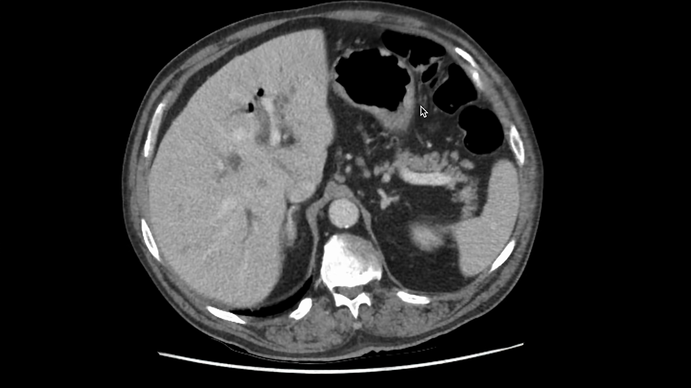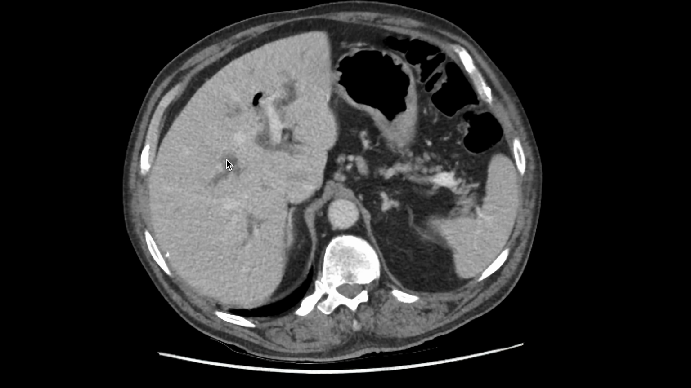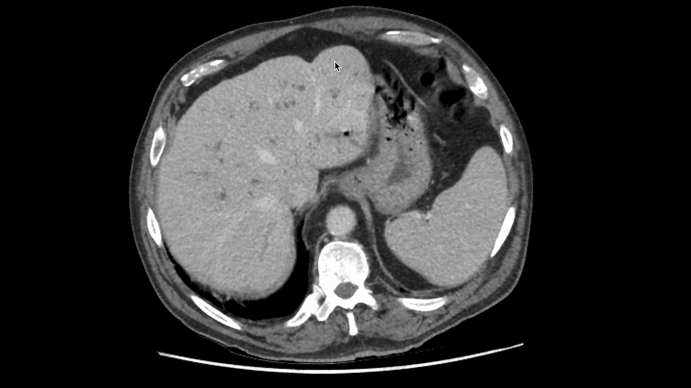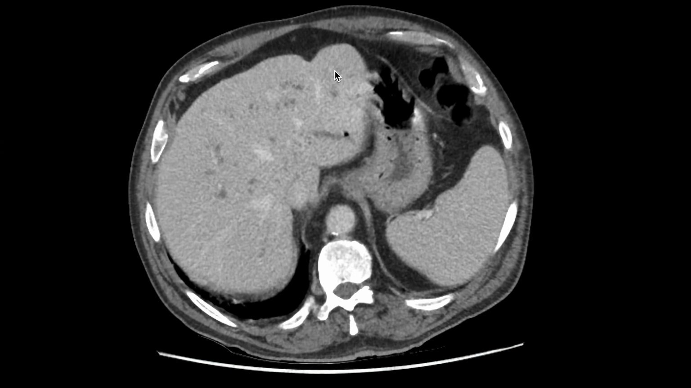So this is a patient who came in with right upper quadrant pain. And the reason why we're looking at this abnormal case is because the biliary tree is dilated here, so it's a lot easier to illustrate the anatomy. So first of all, how do we know that the bile ducts are dilated?